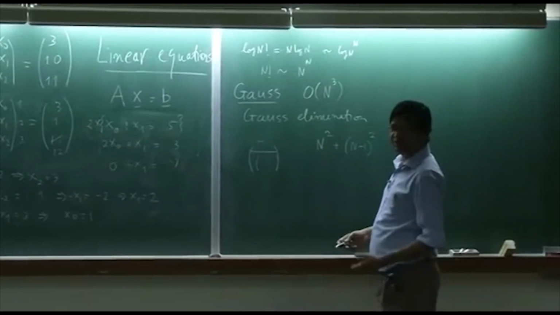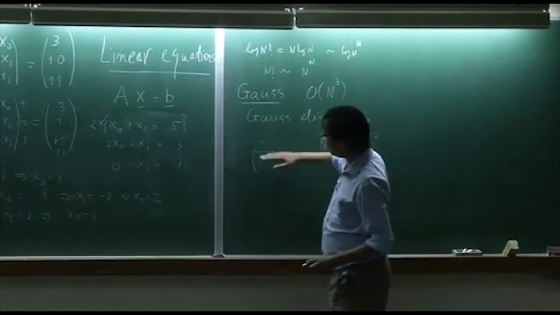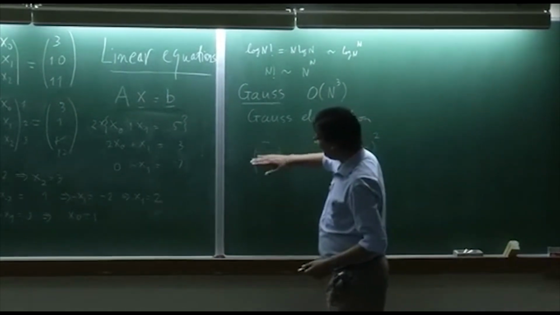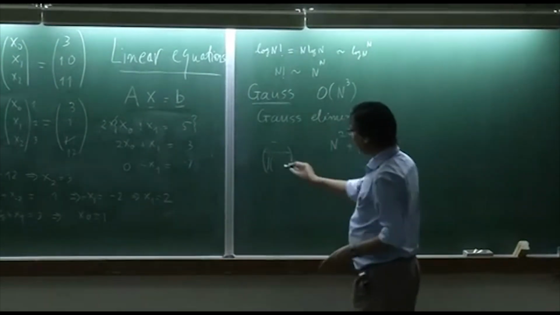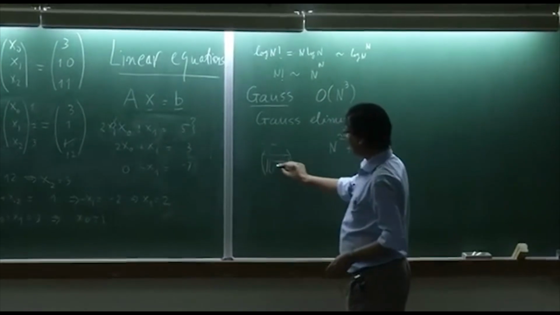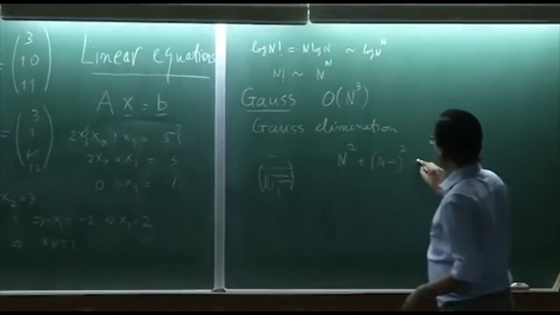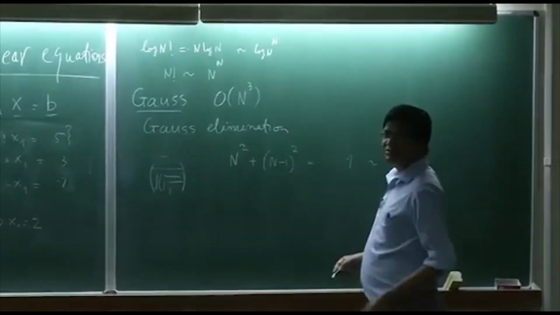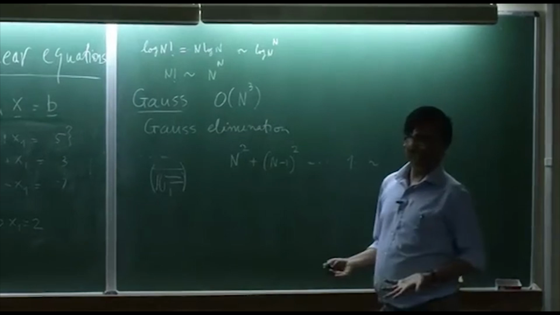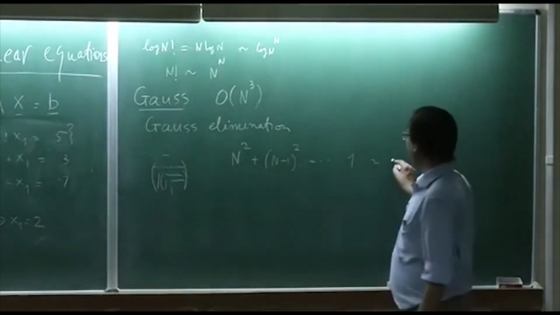Same operation, no? So you basically eliminate the first, I eliminate these. Then do the same thing again, eliminate these. So all the way up to 1. So what is the order for this? N square times n basically, no? So the order is n cube.